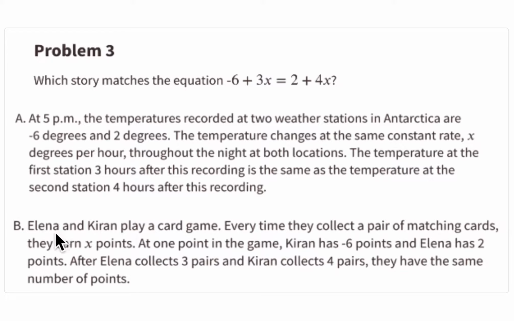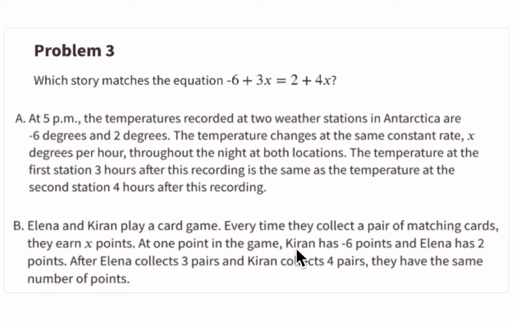2 students are playing cards, Elena and Kieran. Kieran starts out with -6 points. Elena starts out with 2 points, and they collect 3 pairs and 4 pairs. They collect a certain number of points per pair, and at some time during the game, after Elena collects 3 pairs and Kieran collects 4 pairs, they have the same number of points. So different pairs of cards, different numbers of pairs, but eventually they have the same number of points.